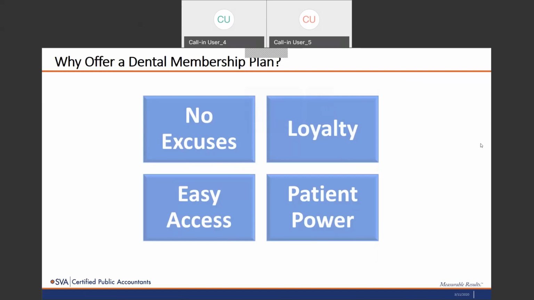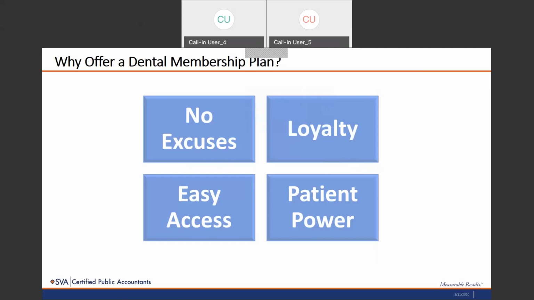It also inspires a lot of loyalty in patients. Those patients who have the dental membership plan have a strong incentive to want to come back to your practice and do all of the treatment, all the work they need done at your practice, because they've already paid for some of it, or you're giving them a discount on a lot of it too.